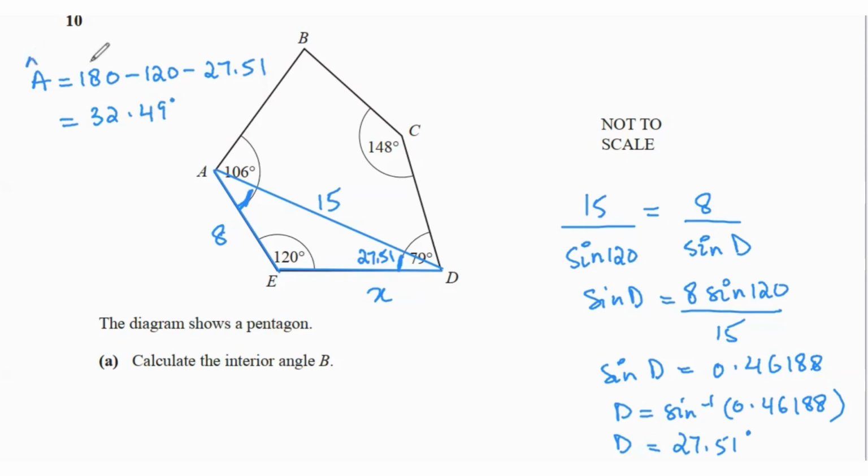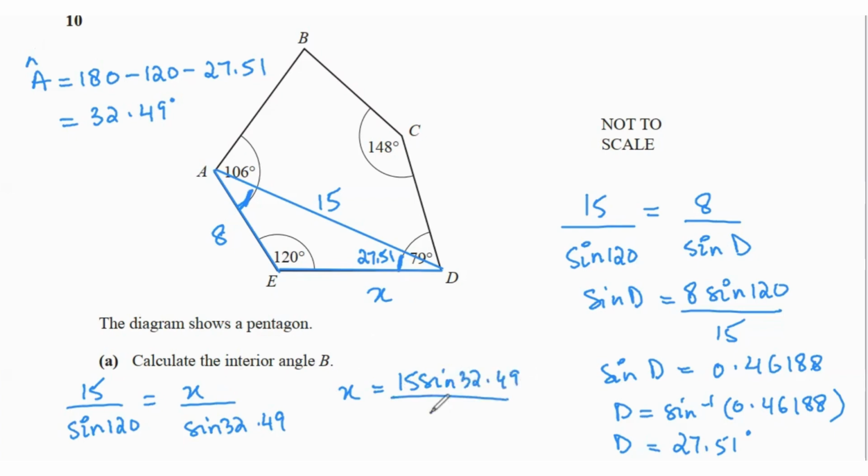So now, using sine rule again, we will find the value of x. So 15 over sine of 120 equals to x over sine of 32.49. So x would be 15 times sine of 32.49 divided by sine of 120, which leaves us with 9.3 centimeters. That is your value of x, or ED.